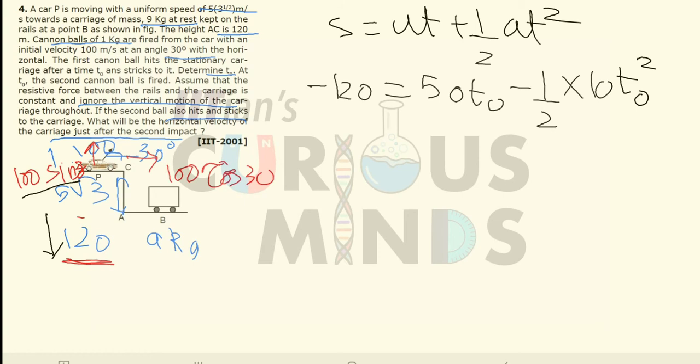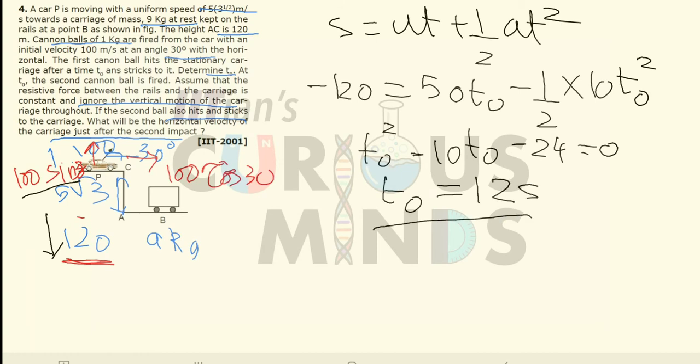So I will divide the whole equation by 5. It will be T naught squared minus 10 T naught minus 24 equal to 0. If I solve this, T naught will have two values, 12 and minus 2. Minus 2 cannot be the answer, as time cannot be negative here, so the time taken will be 12 seconds. So after 12 seconds the first cannonball hits the carriage.